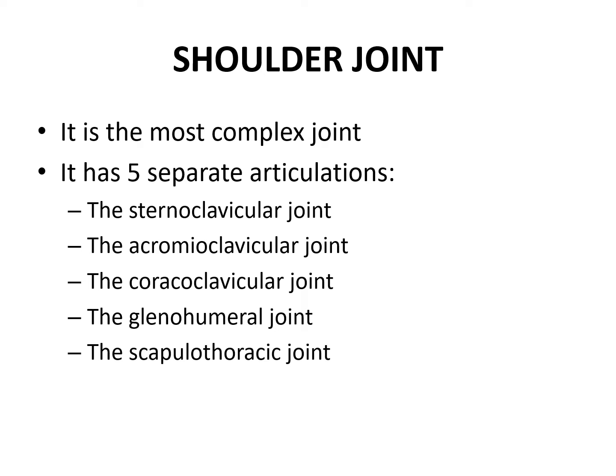Good morning. Today's topic is structure of shoulder. The shoulder is the most complex joint in the human body because it includes five separate articulations. The five separate articulations are sternoclavicular joint, acromioclavicular joint, coracoclavicular joint, glenohumeral joint, and scapulothoracic joint.